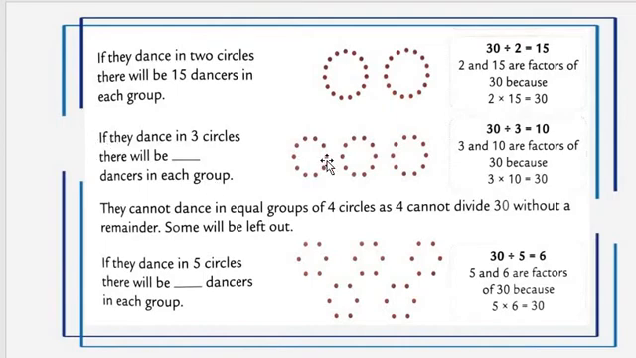So first of all, here we do: how many dancers? The strength of the dancers is 30 in total. If the dancers dance in 3 circles, we have to make 3 groups. So 30 divided by 3. How can we divide, my dear students? How can we divide 30 divided by 3? So 30 dancers are there and we make 3 groups.